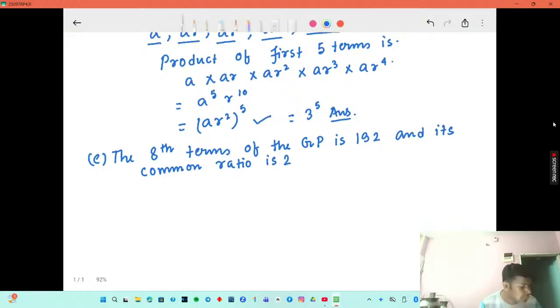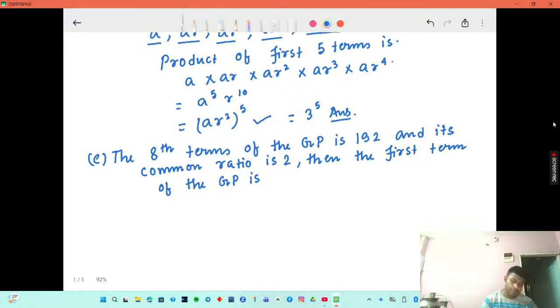Then the first term of the GP is? So here the question is given as the eighth term is 192 and its common ratio is 2. Then the first term of the GP is. Okay. So how can we find the eighth term?